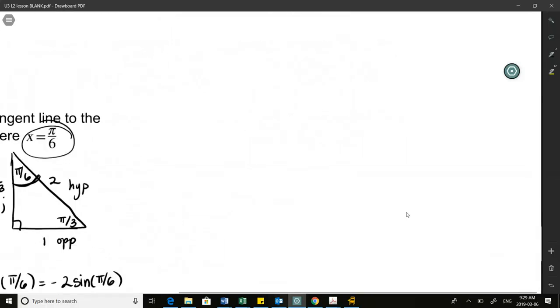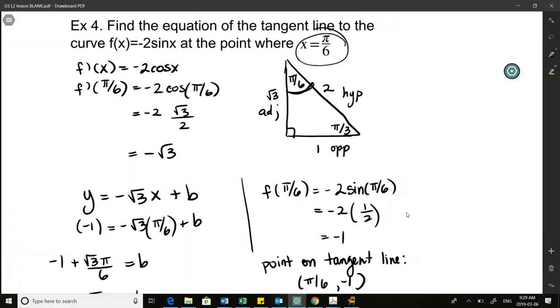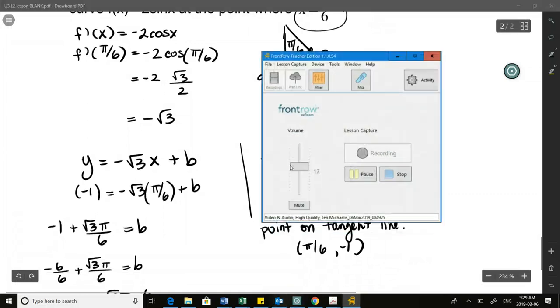Okay. Good. So I have a worksheet. I'm going to stop that.